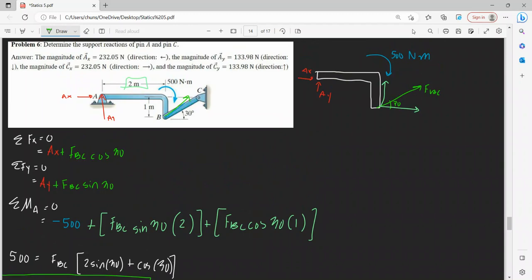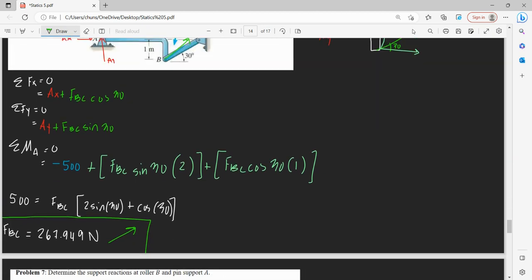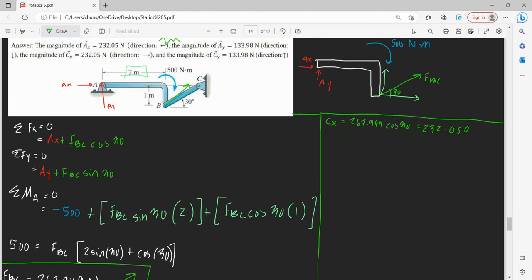So this is the diagonal components. This is the vector of FBC, but since it wants these support reactions at pin C, we're going to have to decompose our force here. So to get Cx, we would have to take 267.949 and take cos 30. And this makes it 232.050 in our positive x direction.